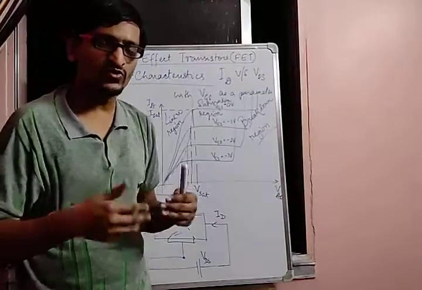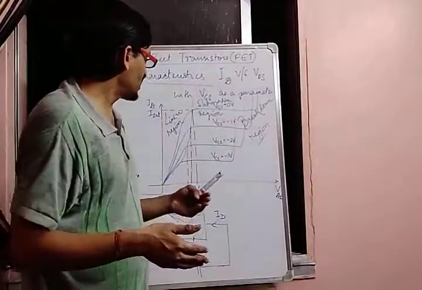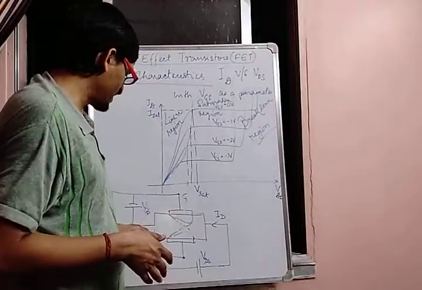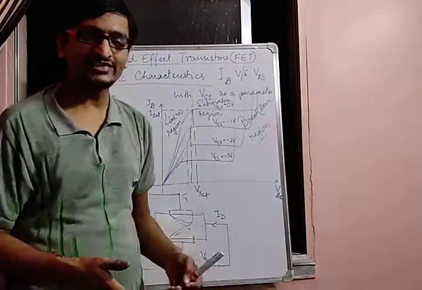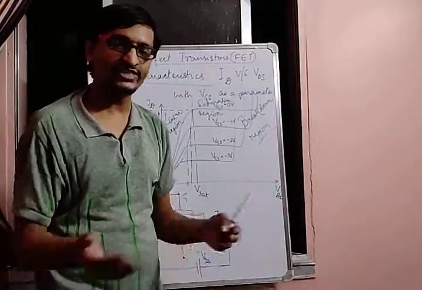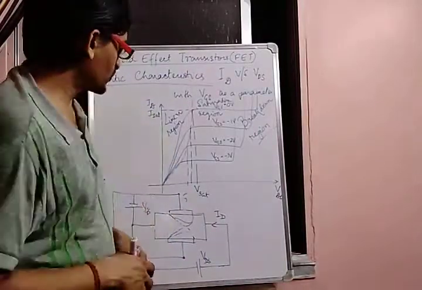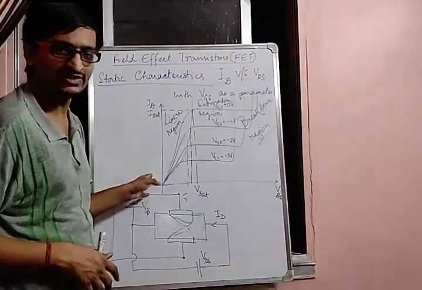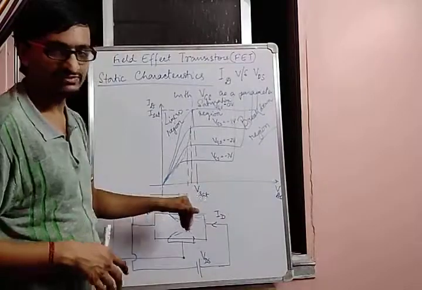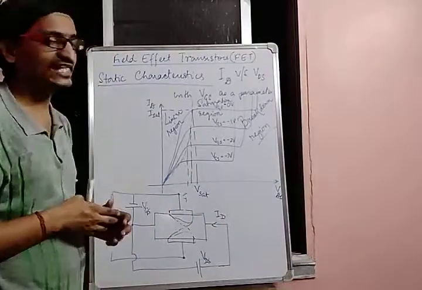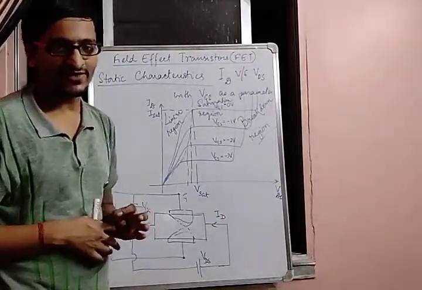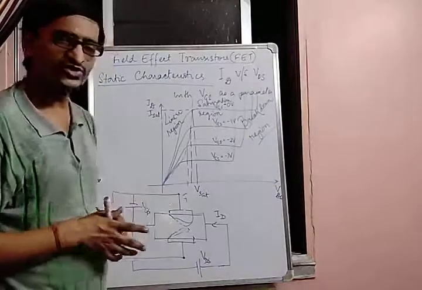As you go on increasing this particular reverse bias, your pinch off will occur at a voltage lower than the previous case. So the graph will shift towards left like this as you increase the reverse bias. So this is basically the static characteristic of the JFET. This is all for your JFET.